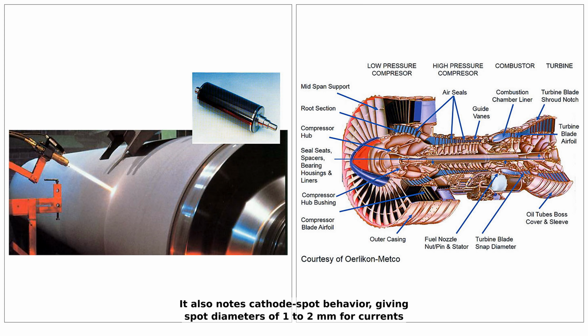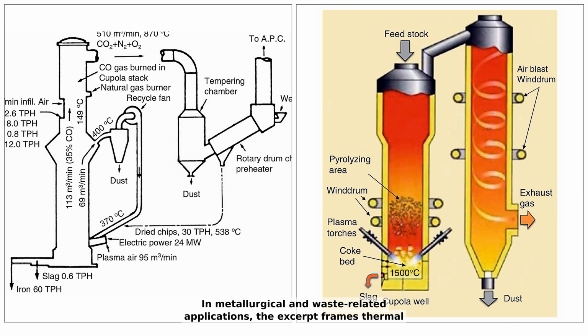It also notes cathode spot behavior, giving spot diameters of 1 to 2 millimeters for currents from 800 to 1,400 A and current densities of 10 to the power of 8 to 10 to the power of 9 A/m², emphasizing why electrode erosion becomes a practical maintenance constraint. In metallurgical and waste-related applications, the excerpt frames thermal plasma as a tool for melting, remelting, and high-temperature chemical processing. Figure 37 shows a plasma shaft furnace used for scrap remelting and illustrates how power input, gas flow, and tapping streams integrate in a furnace system.